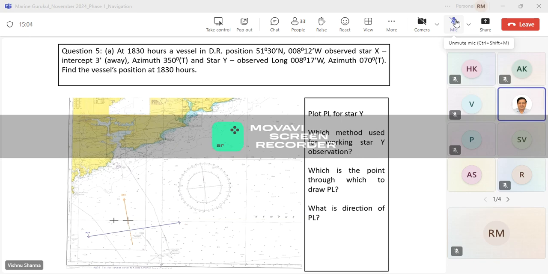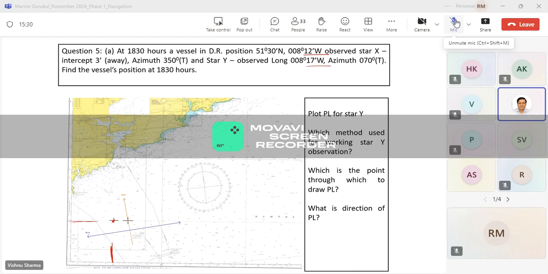Star Y, long by chron, the PL will be drawn through DR lat. This is the DR lat, guys. DR long was 12 minutes west. Observed long is 17, so it is more to the west of it. This is the observed long. So this is the point where they intersect. This is the point through which the PL will be drawn.